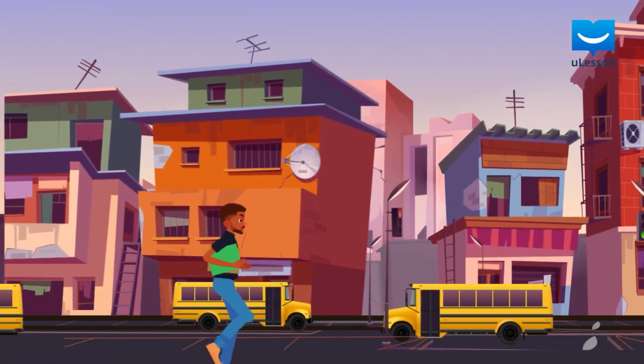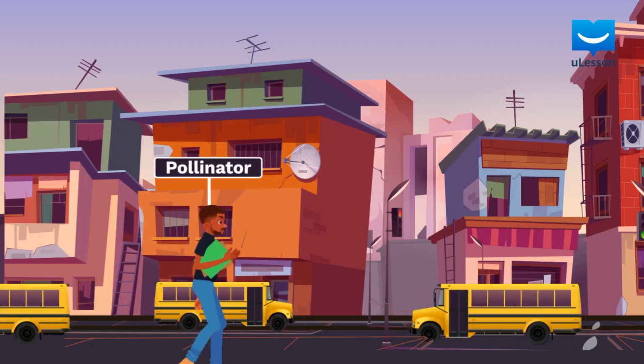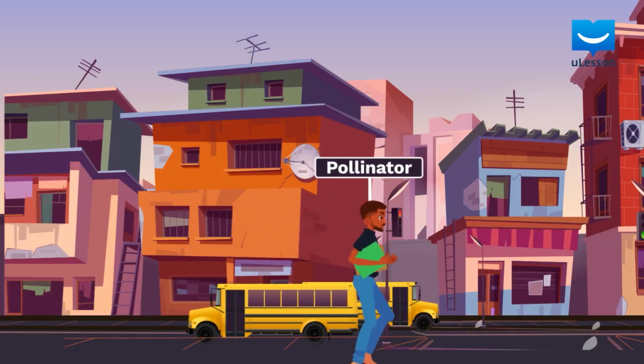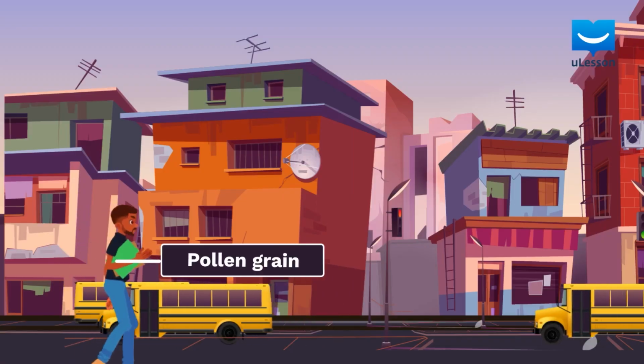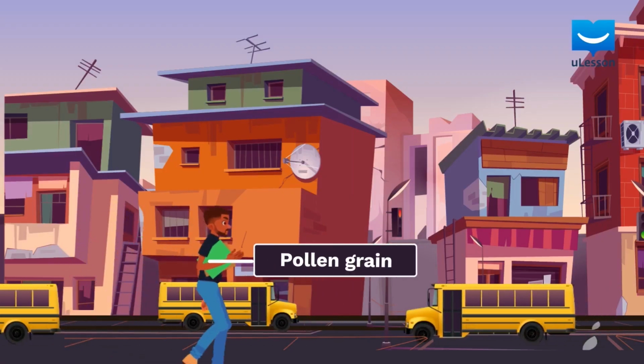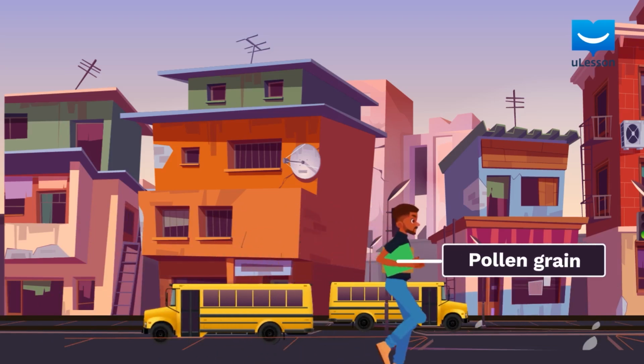See pollination like a postman delivering letters from one house to another. The postman acts as a pollinator that moves pollen grains from an anther to a stigma. The letters represent the pollen grains, and the houses are like the flowers. Interesting, right? There are two types of pollination.